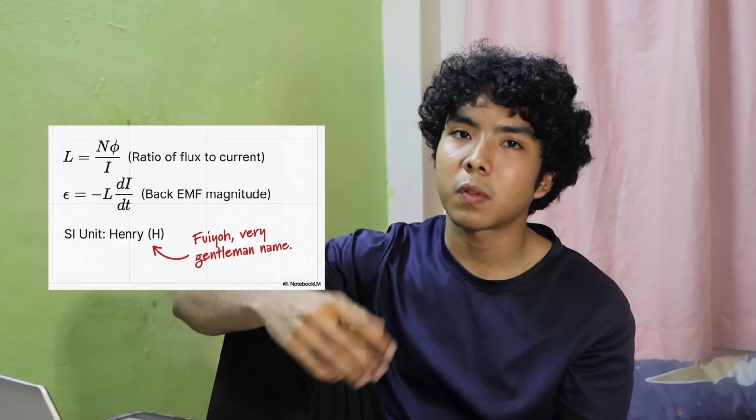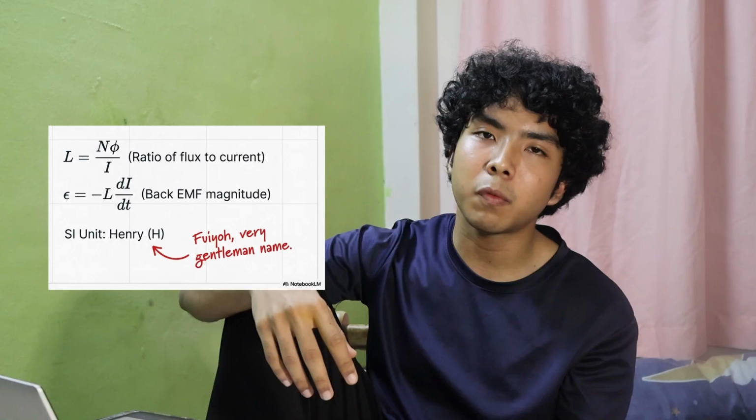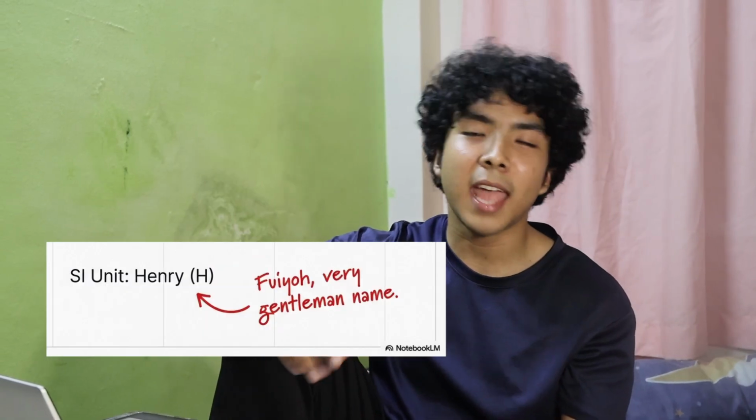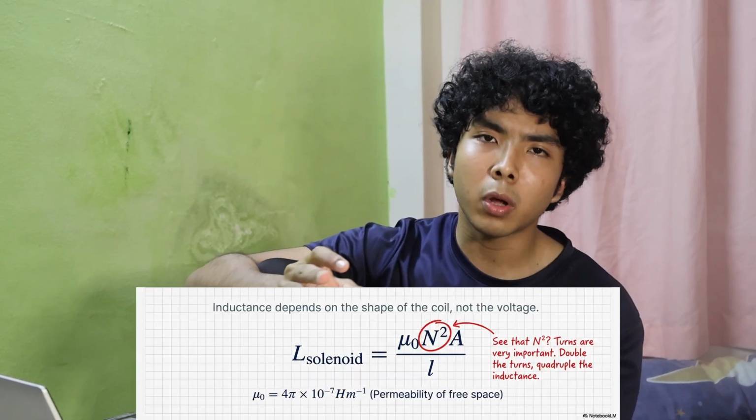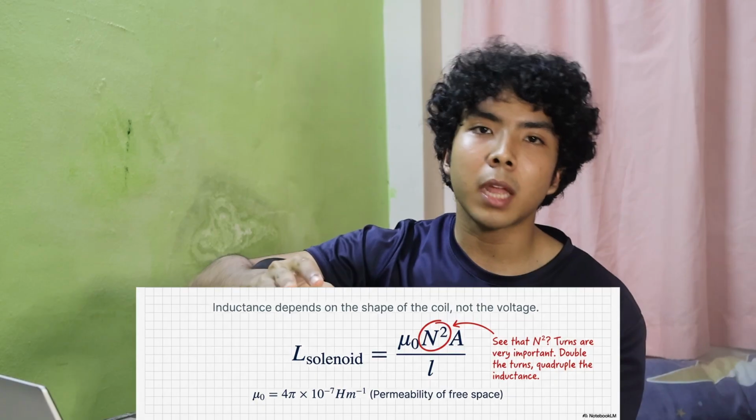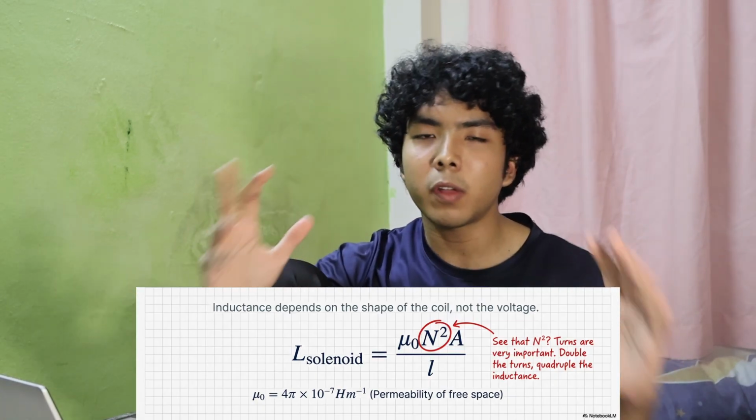The symbol for self-inductance is L, and the formula is L equals to N Phi over I. Unit is Henry. Fuiyoh. Very gentlemanly. If you are solenoid, you calculate L using the formula L equals to mu naught N squared A over l. Don't forget, mu naught is the permeability of free space.